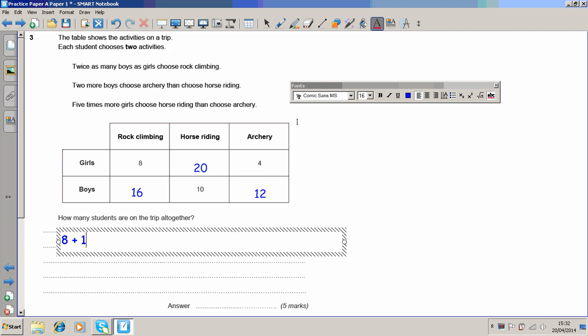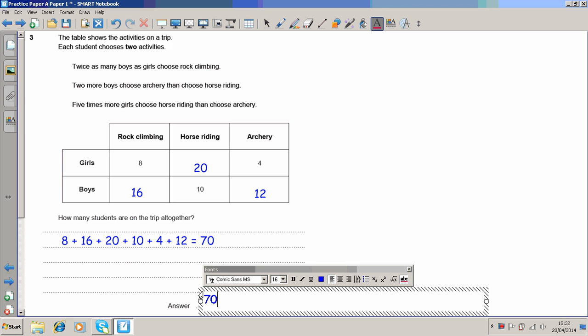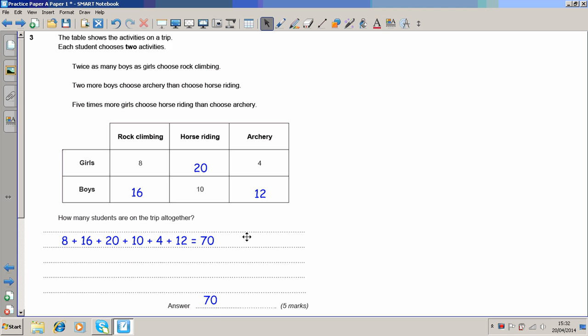Add them up. It's up to you how you do it. I would do 12 add 8 is 20, 16 add 4 is 20, so that's 40, add the 20 is 60, add the 10 is 70. 70, 5 marks for that. Bosh, I don't think that's too hard. Just make sure you treat this like a list and just work your way through them, and normally you'll get yourself to the answer fairly happily.